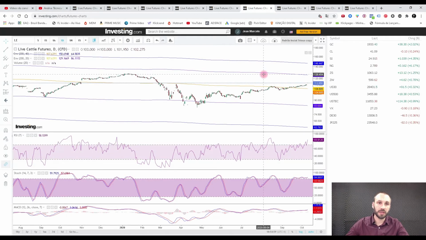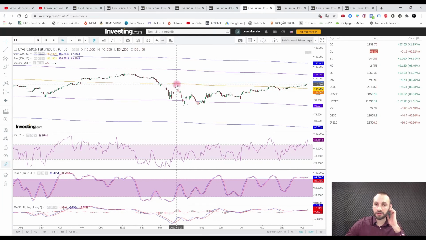Let's talk about live cattle futures. What the indicators tell to us? The relative strength index is on 83 and the stochastic is on 84. So we have two indicators above the superior limit, and the most close resistance right here. Another times the price touch this line. Look there, we touch 108 and come down to 102.